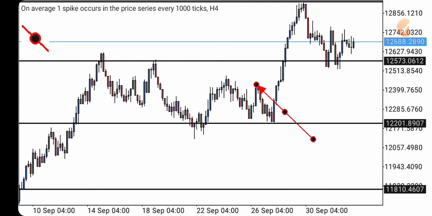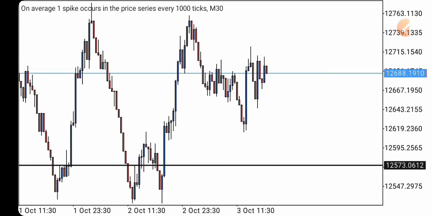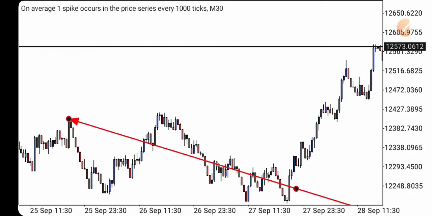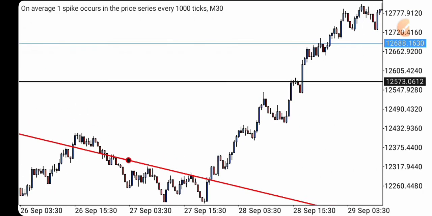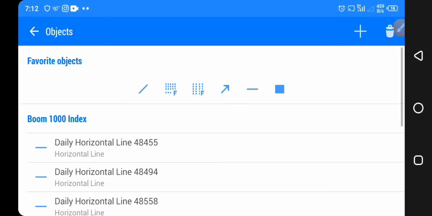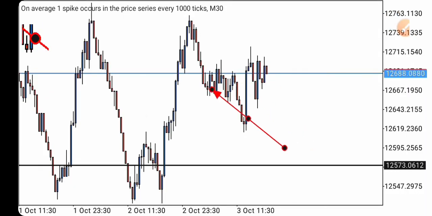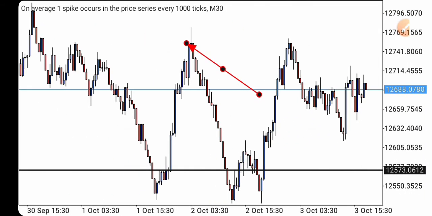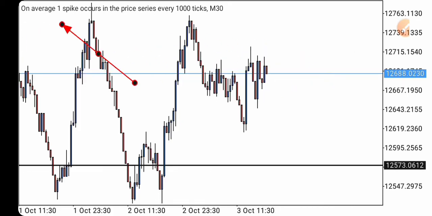Okay, so now let me show you minor zones. Here is a minor zone. Maybe if you go to daily 30 minutes time frame. Okay, let's move to 30 minutes time frame. On 30 minutes time frame, we have some zones that we couldn't identify on the daily time frame and even 4 hours time frame.